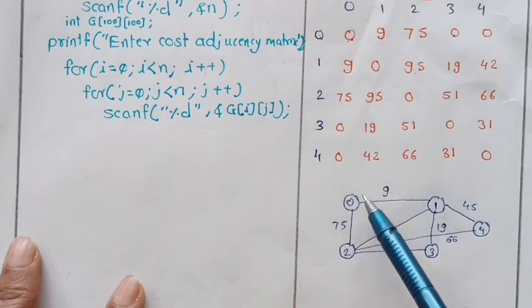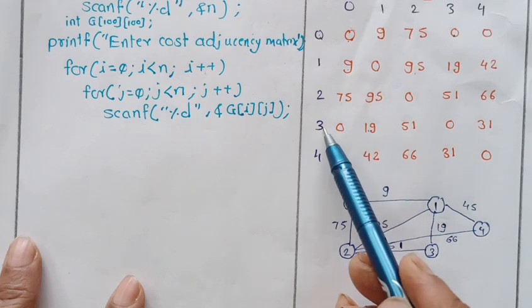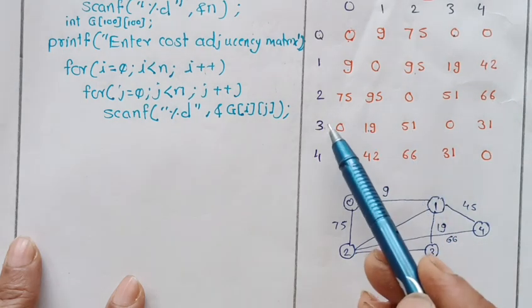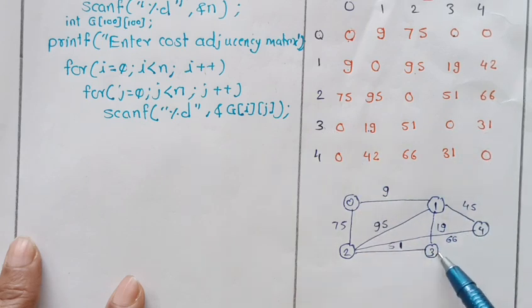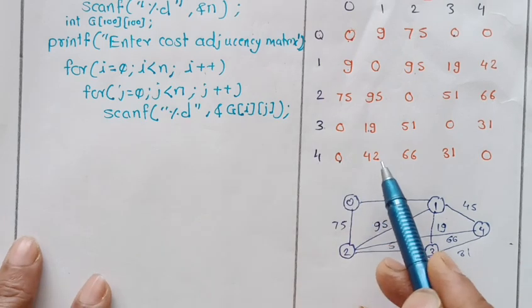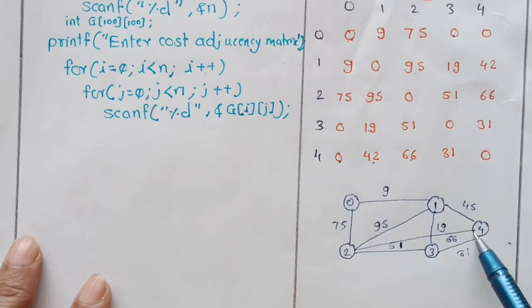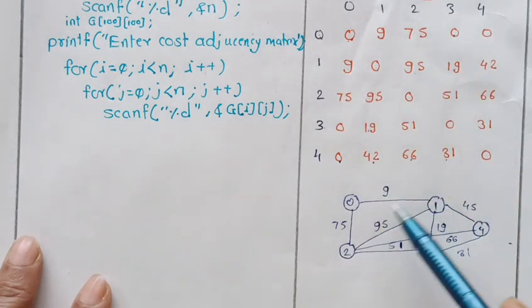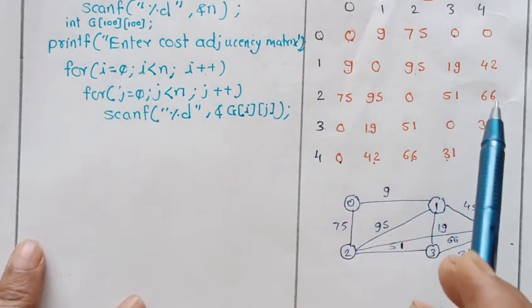Same with 3 to 0, no existence here, no edge exists. 3 to 1 is there, same. 3 to 2 is 51. 3 to 3 there is no edge. 3 to 4 is 31. Next, same, 4 to 0 no edge exists. 4 to 1 is there, 45. 4 to 2, 66 is there. Next 4 to 3, 31 is there, and 4 to 4 there is no edge. So that is how you can find out the cost of each edge here. Using this for loop you can read the matrix of costs.